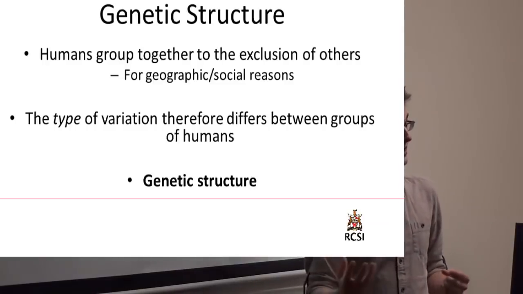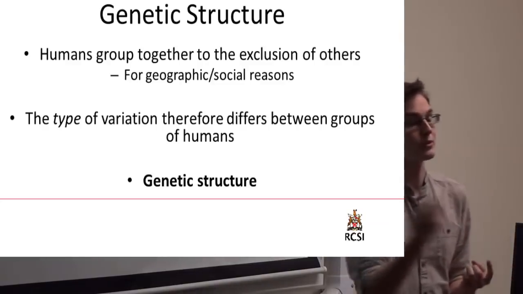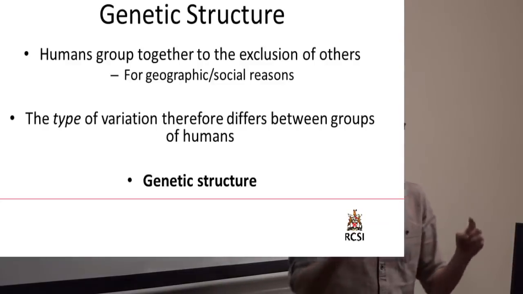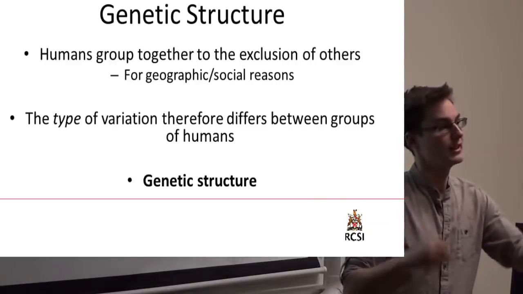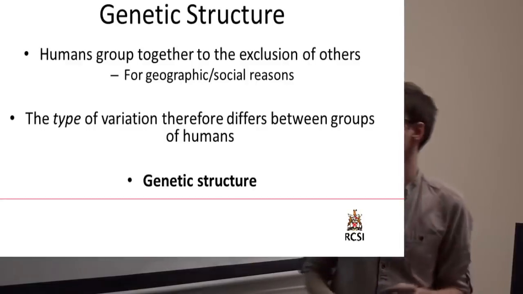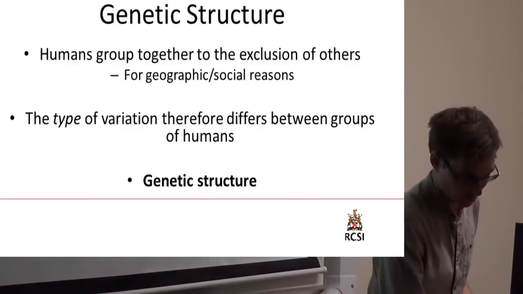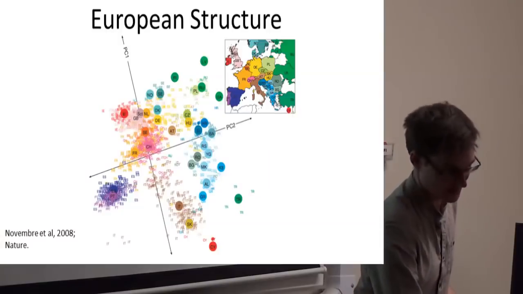And this is genetic structure, essentially, the different types of variation. So you may have the same mutation in all the populations in the world, but it's the frequency of that variation or that mutation itself that might be the difference between populations. So this is genetic structure. And genetic structure is what we essentially detect when we run these analyses.